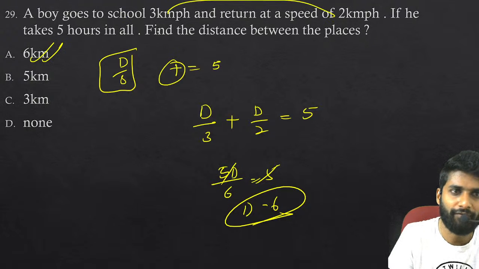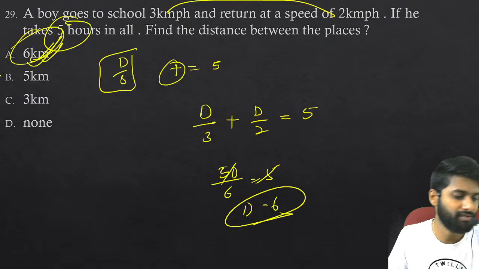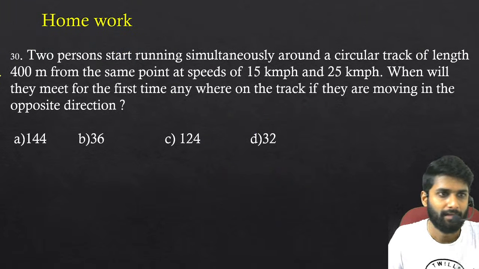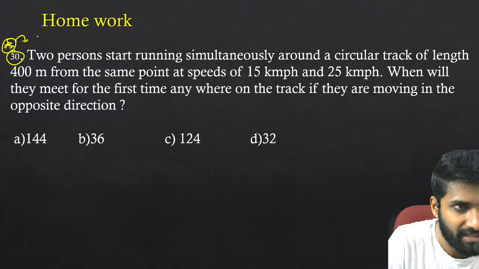Simply, if the sum of the two together is equal to 5, no problem. If you want time, it is the sum of the two timings, guys, 5. If you want the distance, it means LCM of the two parameters. LCM of the two parameters is equal to 6 kilometers. And this is homework for you. Just try this question and post your answer in the comment section.